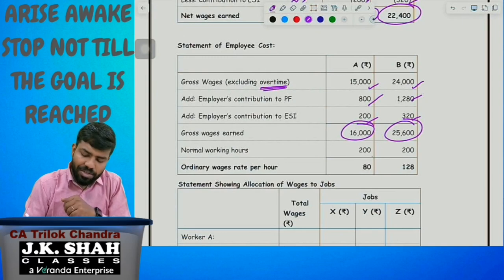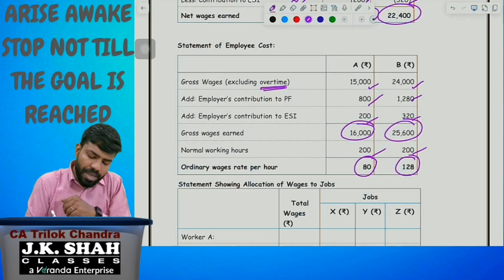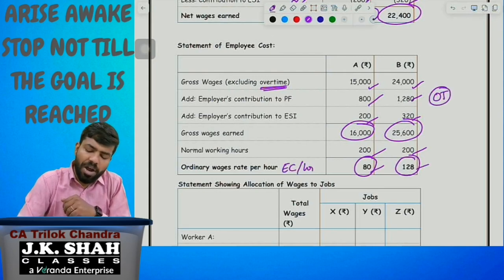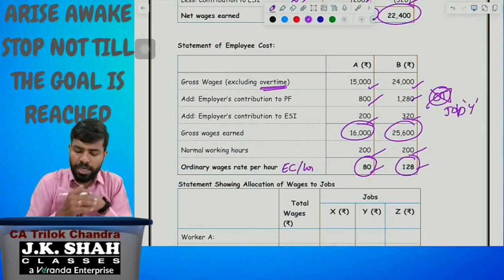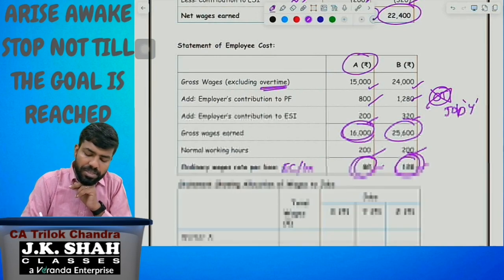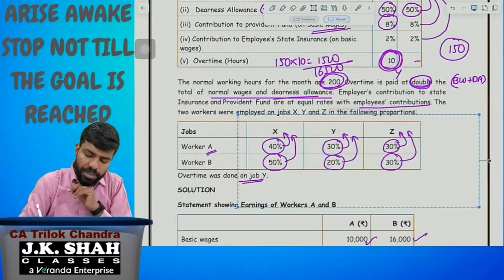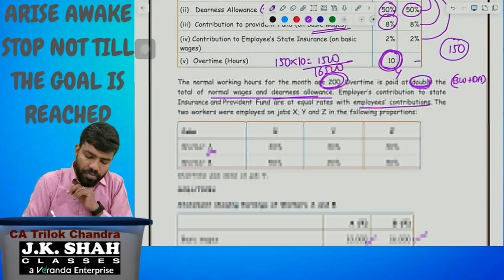Now normal working hours are 200, 200. So 80 and 128. The employee cost per hour is 80 and 128. Here overtime wages is not included because that specifically belongs to job Y. Using this 80 and 128, we are going to allocate to jobs X, Y, Z. Please understand, worker A's employee cost is 16,000. This 16,000 we are going to apportion in the proportion of 40, 30, 30, that is 4 is to 3 is to 3.